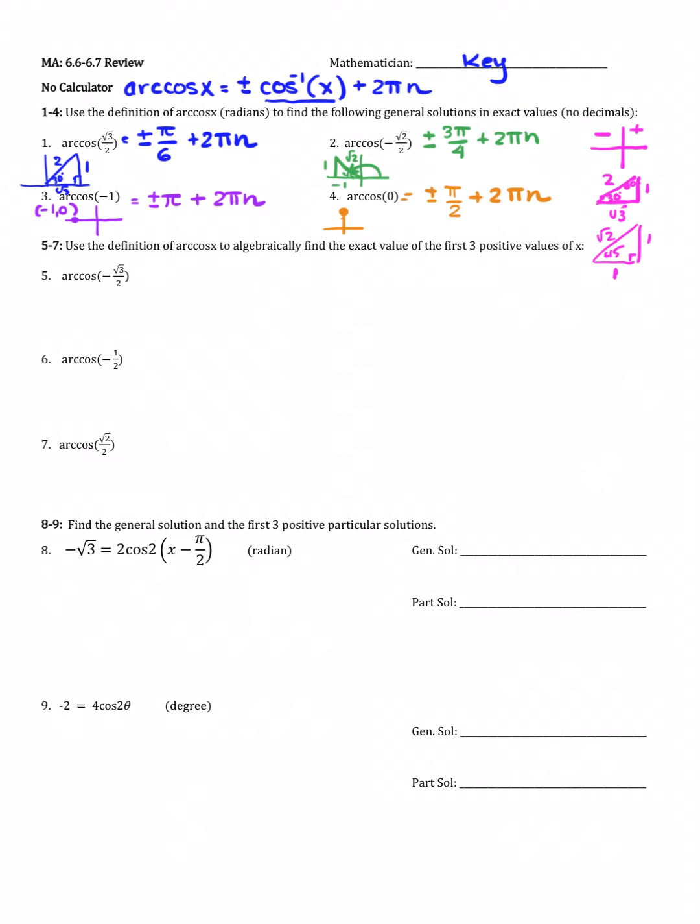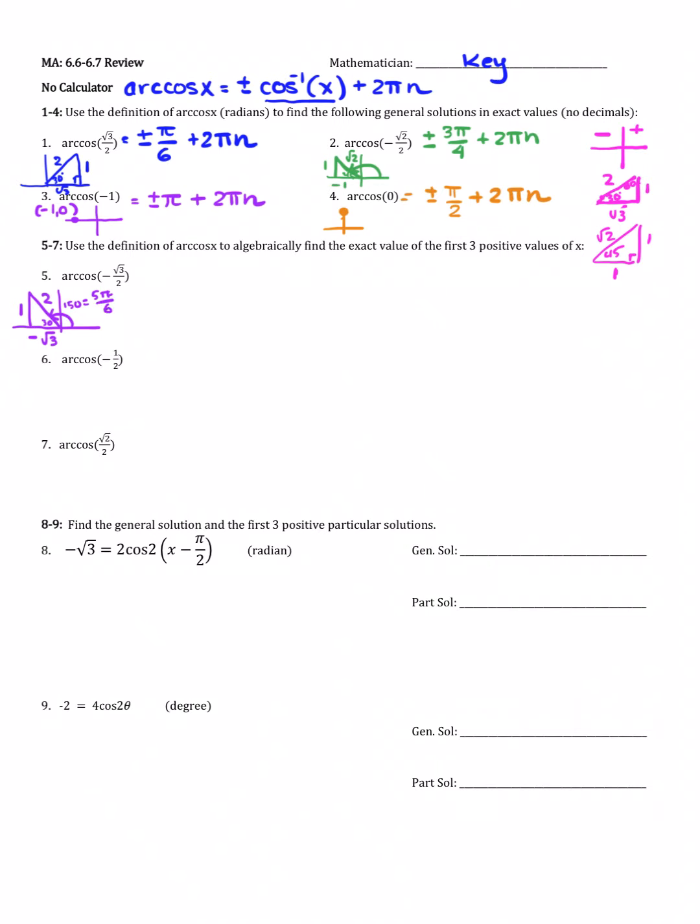All right? So then we're going to do the same thing in 5 through 7. We're going to come up with the general solution first and then the first 3 positive values. So arc cosine negative, so this is going to be in the second quadrant. The adjacent is negative rad 3 over 2. Hypotenuse, that's 1. So the reference angle is 30, which means this will be 150, which is equivalent to 5 pi over 6.